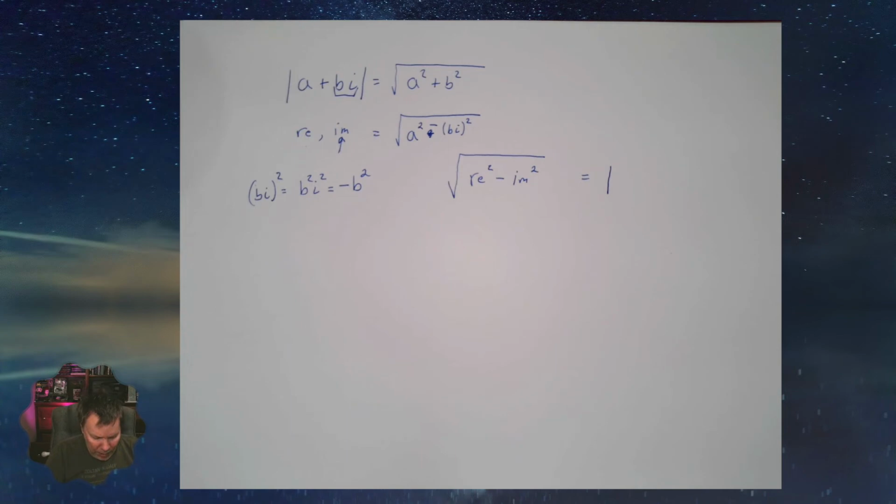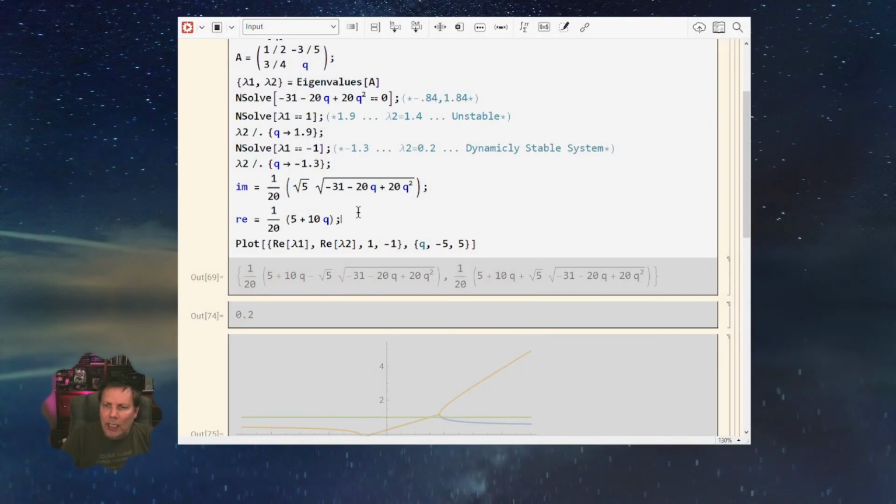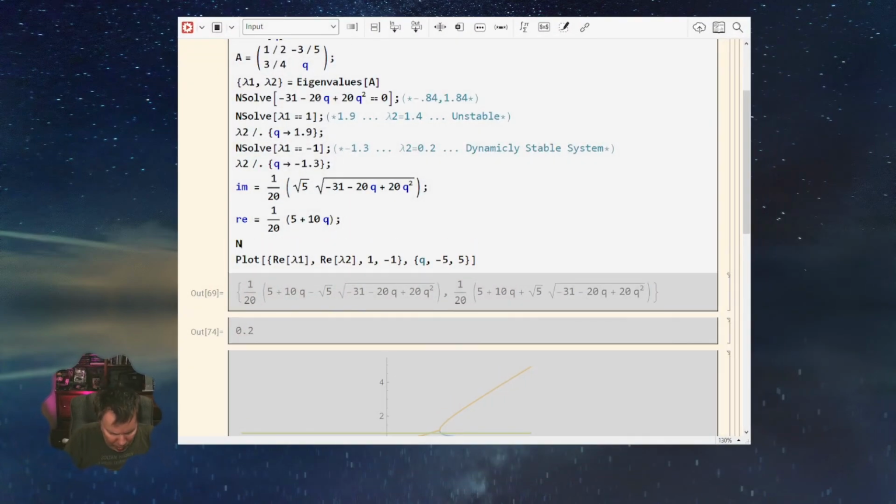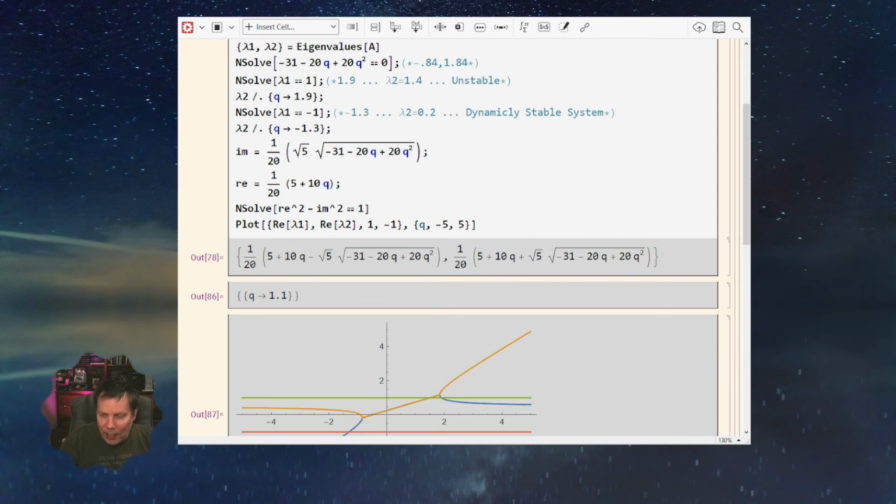So here we go. I'm going to head back to Mathematica really quickly, and let's see if I can actually type this in. I want NSolve. I want the real piece squared minus the imaginary piece squared. You can call these anything you want. I just called it RE and IM, and notice that I have lowercase letters here. And I want that to be equal to 1. So let's see. If I do my output here, I wind up getting a Q of 1.1.